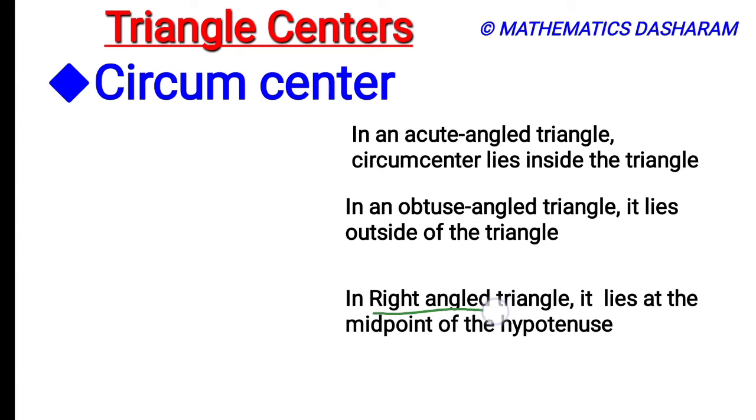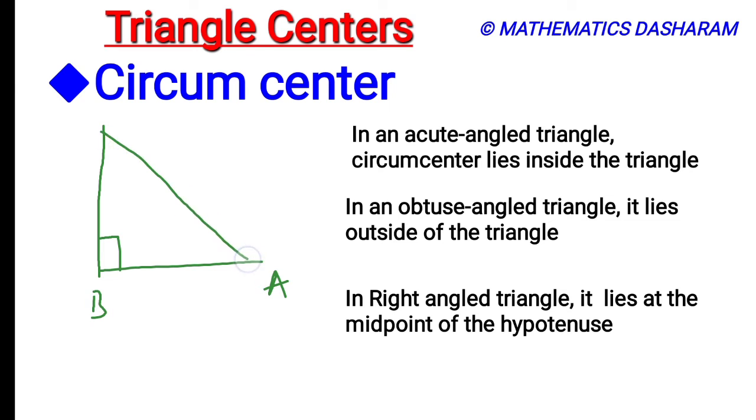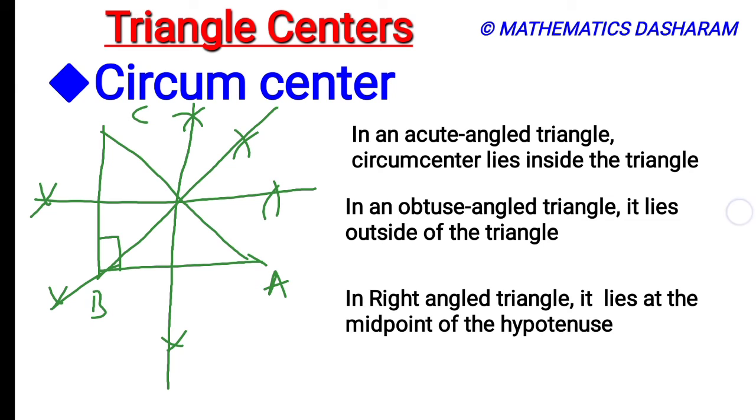Next, in a right angle triangle, it lies at the midpoint of the hypotenuse. So, here is a base AB, right angle triangle. So, it will make 90 degrees with the base. Here is a right angle triangle. Let us draw the perpendicular bisectors for sides. So, here is the circumcenter S, it is exactly in the middle of the hypotenuse.